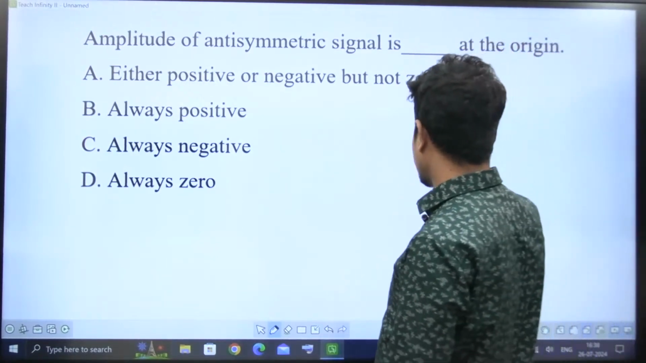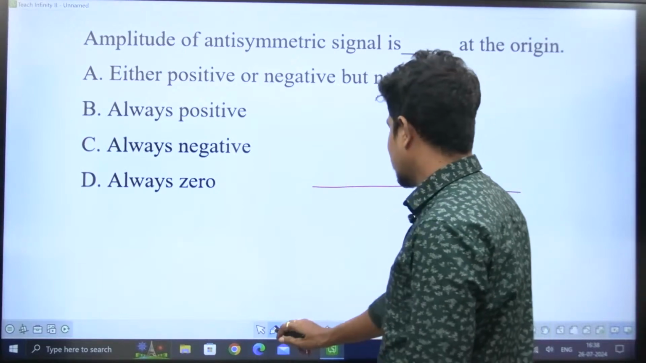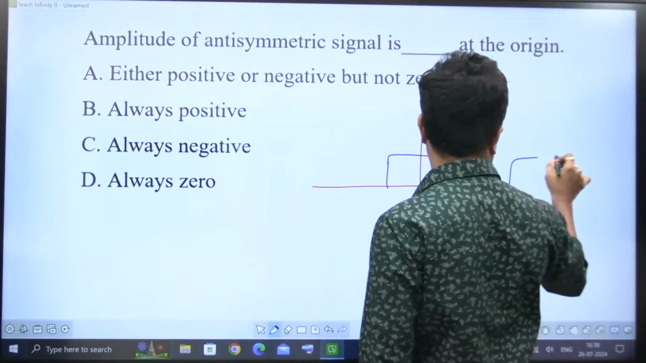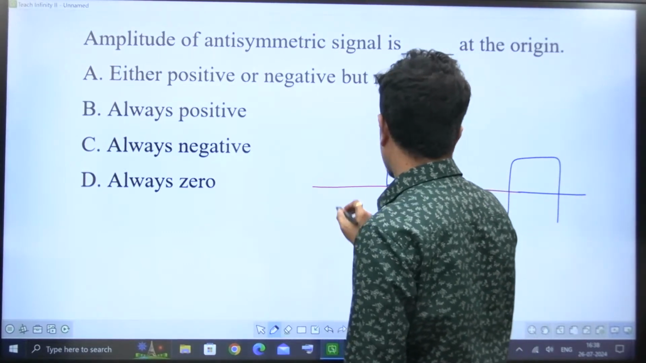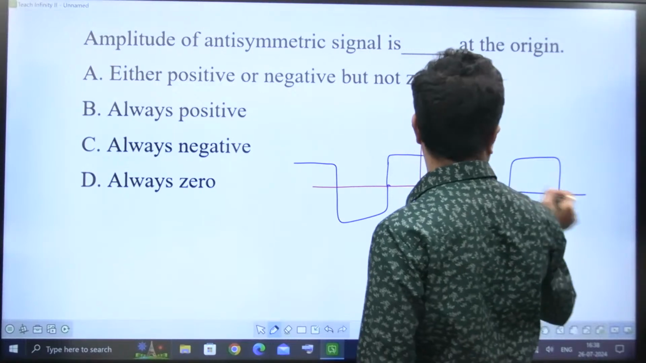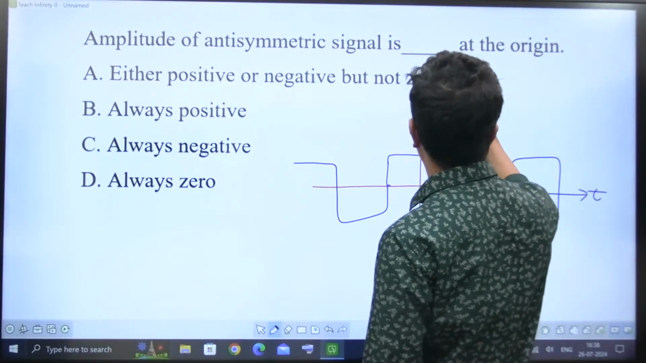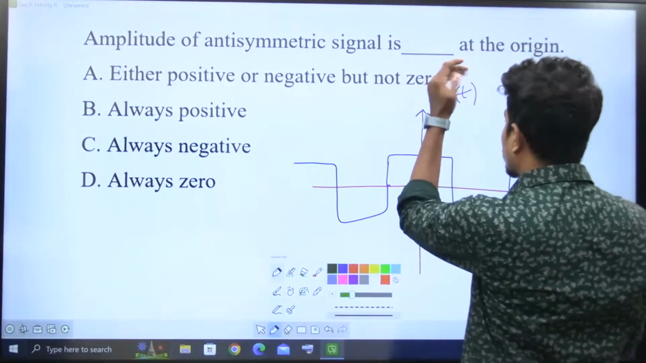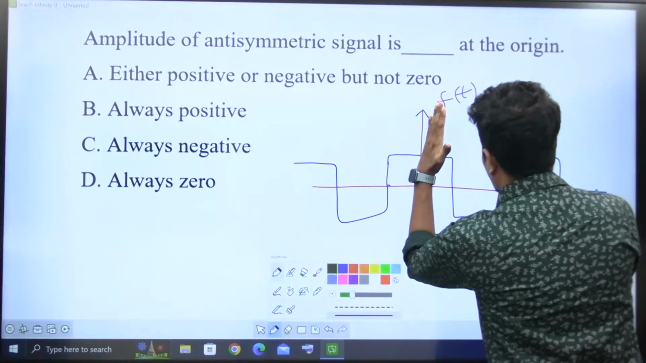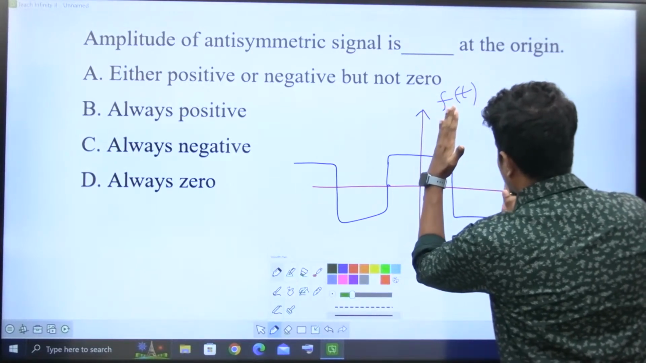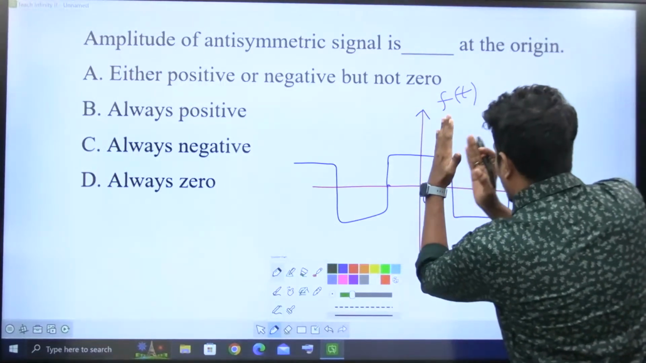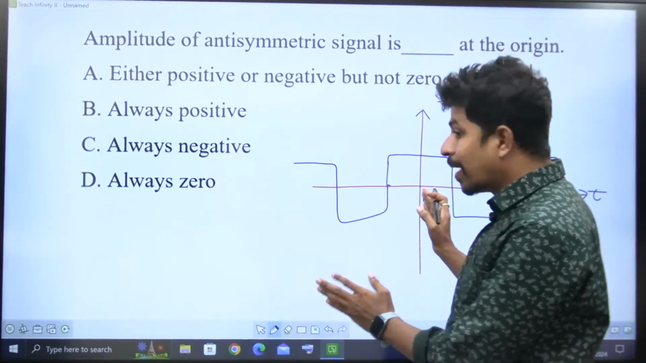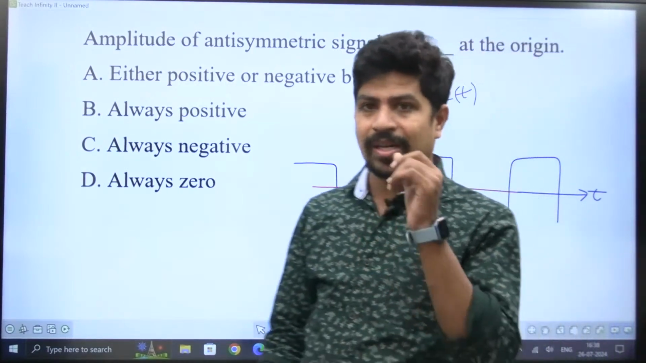Amplitude of an anti-symmetric signal. What is a symmetric signal? First of all, let me tell you. What does it mean by a symmetric signal? I will draw one graph. Look at this one, please. This is t, this is f of t, this is the origin. If you fold this one, means put your hand at the f of t axis and fold, the left side is going to overlap with the right side, or the right side with the left side, right? Yes or no? So this is a symmetric signal. It's not anti-symmetric. I'm talking about symmetric, right?